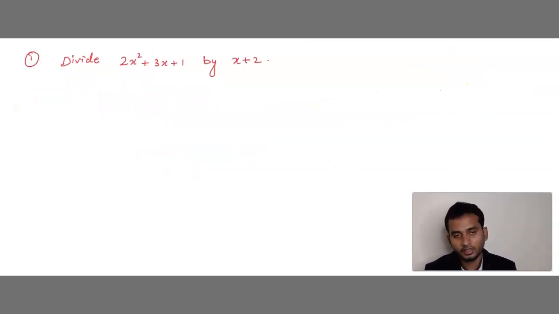Children, we can see the first problem here, that is divide 2x square plus 3x plus 1 by x plus 2. Children, one thing I would like to tell you here: they have given one expression, and we should divide it by this expression, that is x plus 2. Now, sir, how to decide which is p of x and which is g of x? Anyhow, always p of x is divided by g of x.